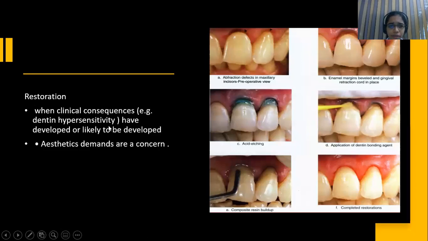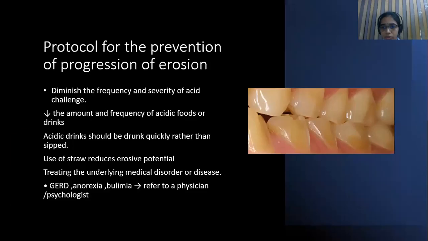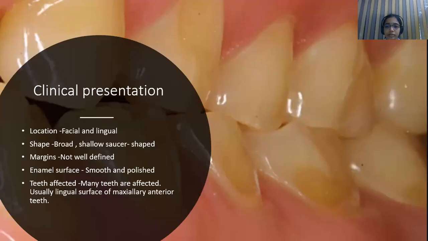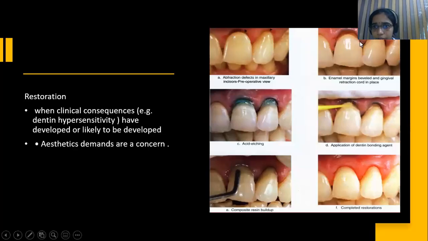Restorations can be done if there is decay, if the lesion is more than 0.5 mm into the dentin, if the aesthetic demands are of concern, and if the patients have dentin hypersensitivity. The abfraction lesions are usually restored with glass ionomer cements, composites, resin-modified glass ionomer cement, and polyacid-modified composites.